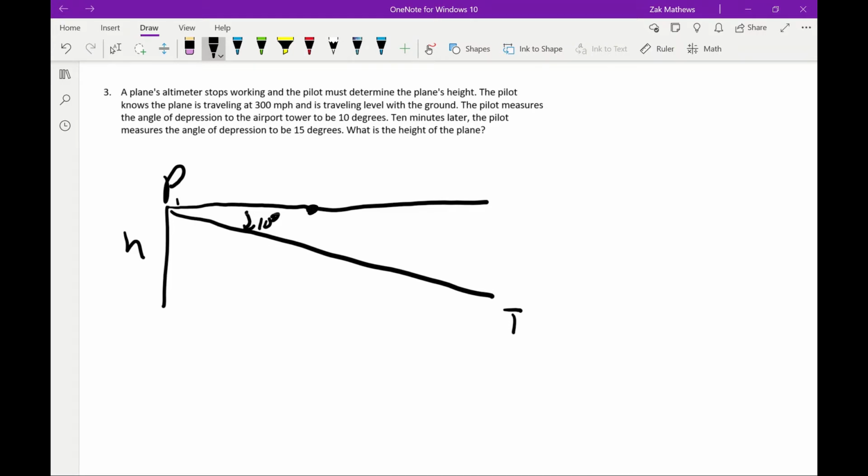10 minutes later, it's obviously going to have traveled forwards, and we're going to assume a straight line path to the tower here. It's going to travel forwards, and so it's going to be further along that straight line. It's not going up or down, it's traveling level to the ground. It can still spot the tower. Now that angle of depression is 15 degrees. It's gotten a little bit steeper.